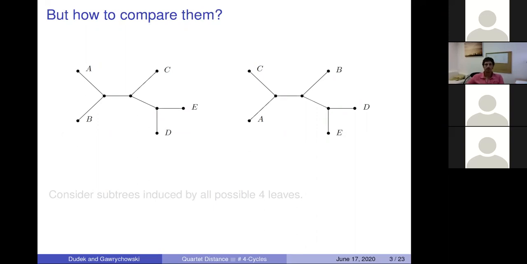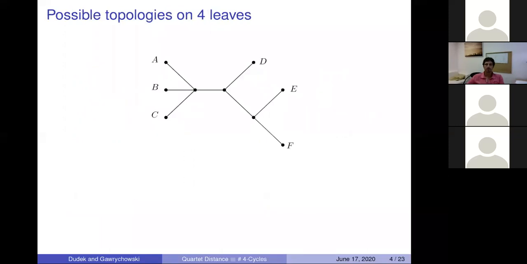Okay, so now we have 2 trees, and those are 2 examples, and it's the same set of leaves, just A, B, C, D. And you look at every possible quadruple. So you take every 4 leaves and you check what's the subtree that's induced in both trees. So when you think about those shapes, this is an example.